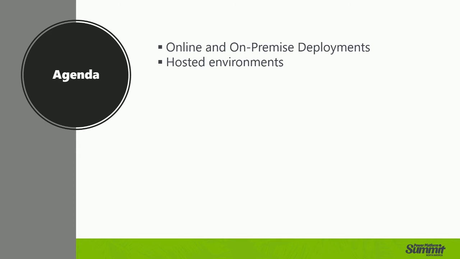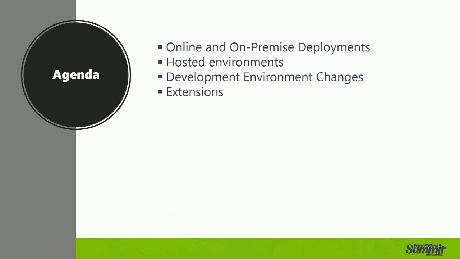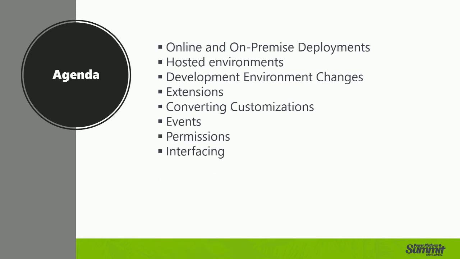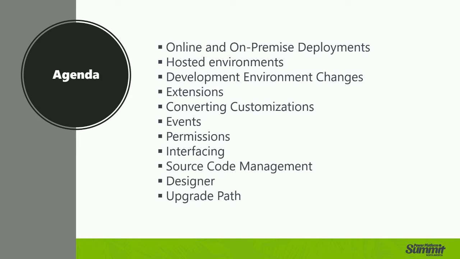So the agenda, as I mentioned, we'll focus on the differences between current versions, or older versions of Nav, I should say, and the current version of Business Central. We'll talk about the differences between online and on-premise deployments. We'll talk a little bit about hosted environments and what that means. We'll talk about the development changes that you'll see in Business Central. And we'll also talk about extensions and what those mean to Business Central. We'll talk about converting existing customizations from your Dynamics Nav into Business Central. And then we'll touch on events, permissions, interfacing with Business Central, source code management. We'll look at the designer, which is a feature in the Business Central client. And lastly, we'll talk about the upgrade path in moving from Nav to Business Central.